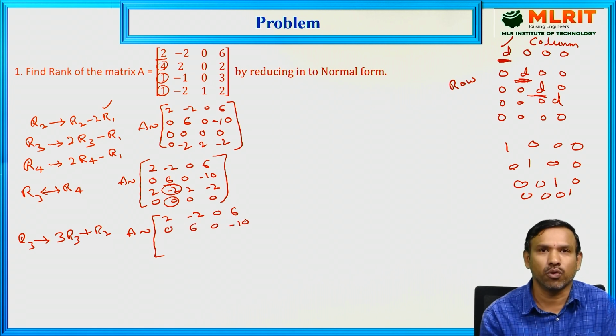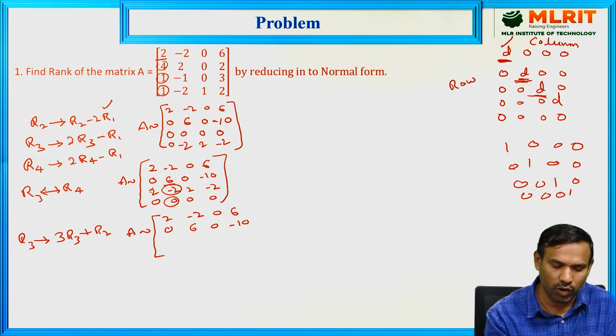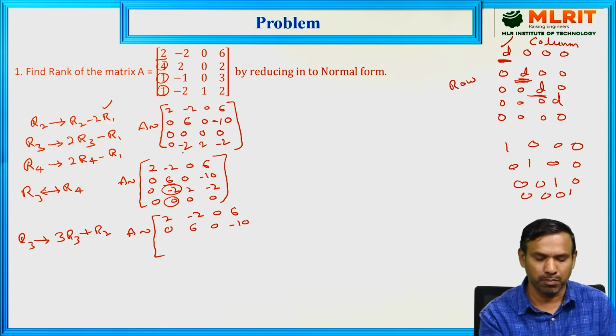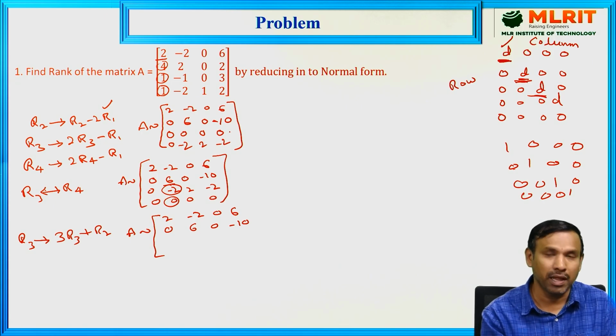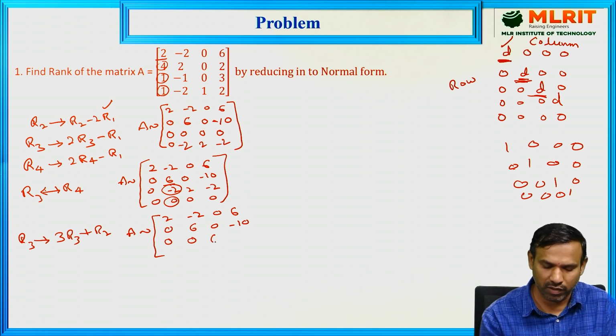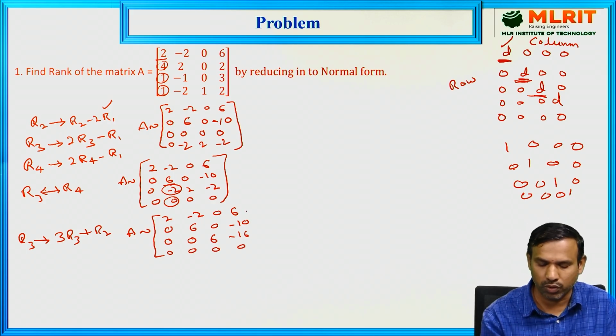Because the first two rows have no change. Second, third row: 3 R3 plus R2. Interchanged row: 0, 0, minus 2, 2 minus 2, 0, 0. Now apply the operation 3R3 plus R2. 0 plus 0, 0. 3 into minus 2, minus 6 plus 6, 0. 3 into 0, 6 plus 0, 6. 3 into 0, minus 6 and minus 10, minus 16. Right? Next, fourth row, no change.